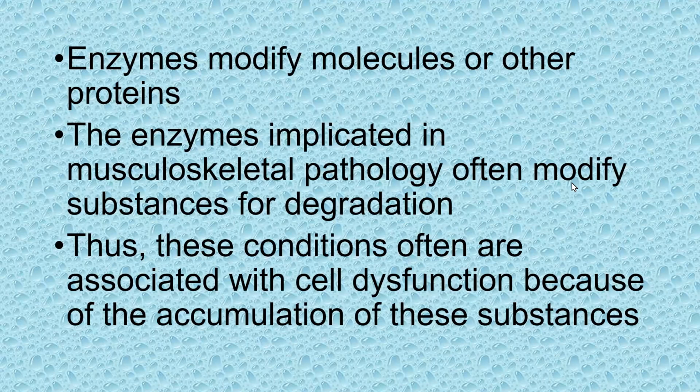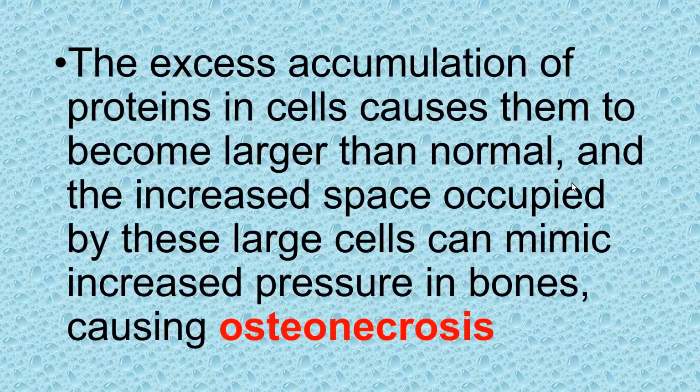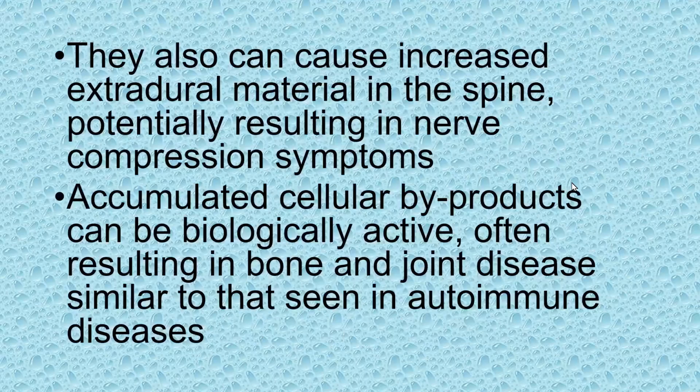The excess accumulation of proteins in cells causes them to become larger than normal, and the increase in space occupied by these large cells can mimic increased pressure on bones and osteonecrosis. They also can cause increased extradural material on the spine, potentially resulting in nerve compression.